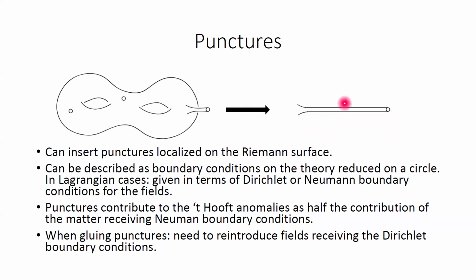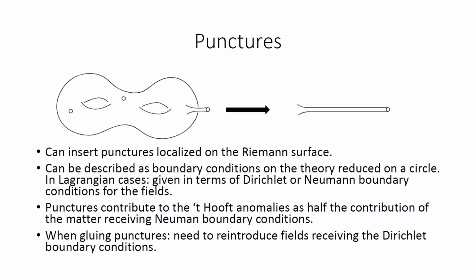I can consider reducing on the circle. In which case, I reduce my original higher dimensional theory on the circle, and I just get the theory on an interval that ends on the puncture. The puncture then becomes some form of boundary of the theory reduced on a circle. I can then define it as a boundary condition on the higher dimensional theory reduced on a circle.